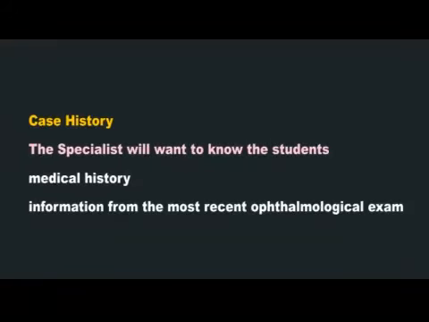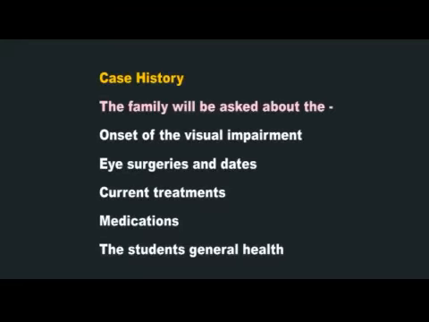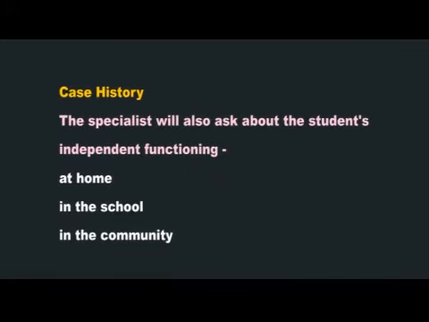The information from the clinical low vision evaluation paired with the functional vision evaluation and the reading or learning media assessment will provide the team with information that can assist in the student's overall literacy program. The following are the areas and procedures that need to be carried out during the evaluation. The first one is case history. The specialist will want to know the student's medical history and information from the most recent ophthalmological exam. The family will be asked about the onset of visual impairment, eye surgery and dates, current treatments and medication, and about the student's general health. The specialist will also ask about the student's independent functioning at home, in the school and in the community.